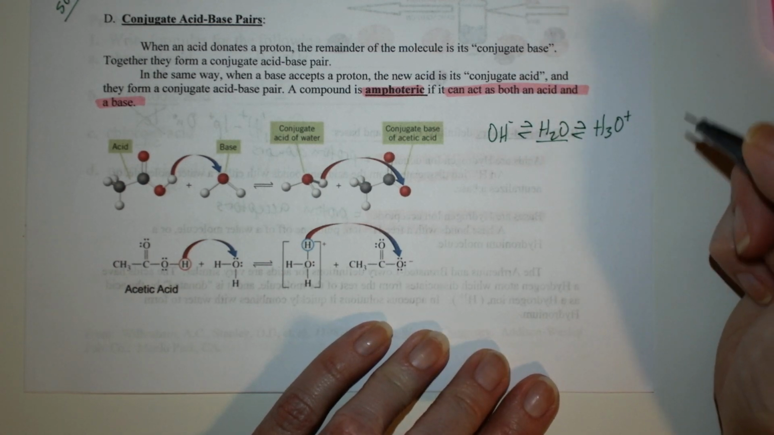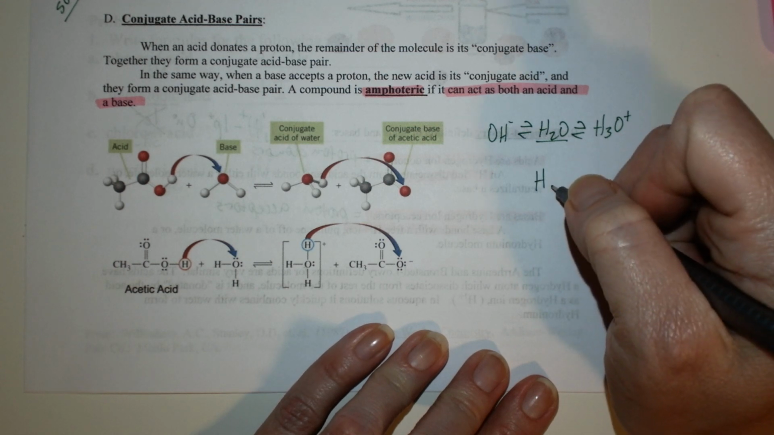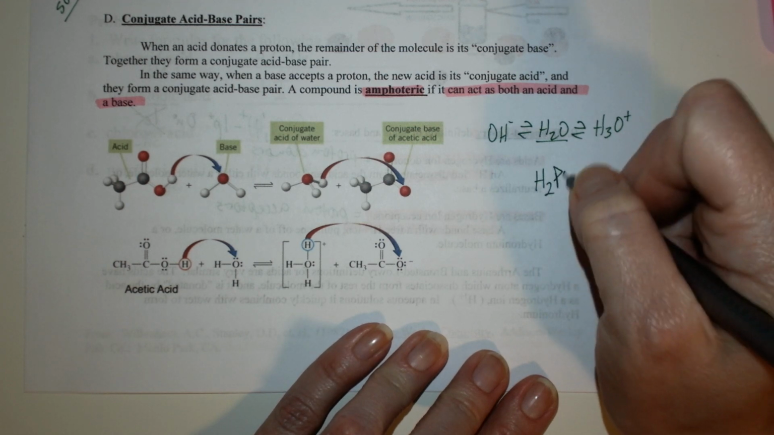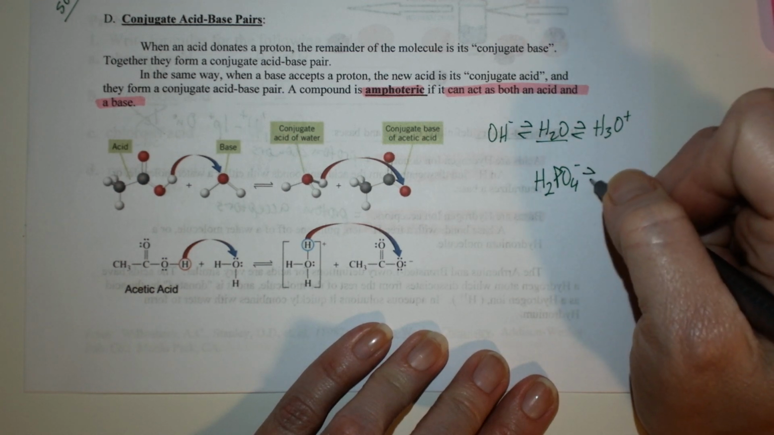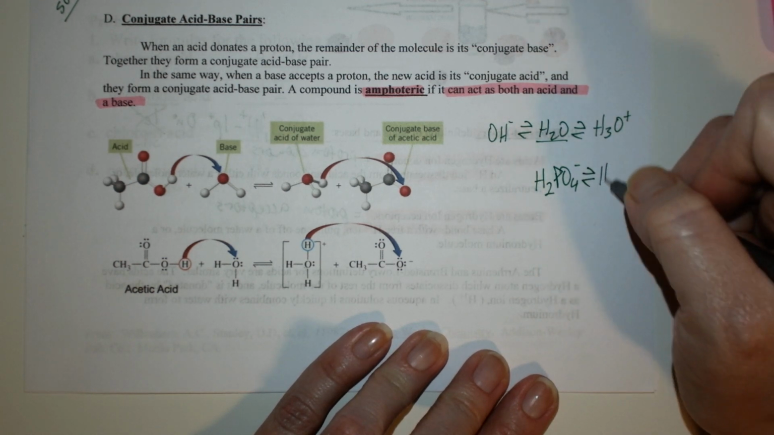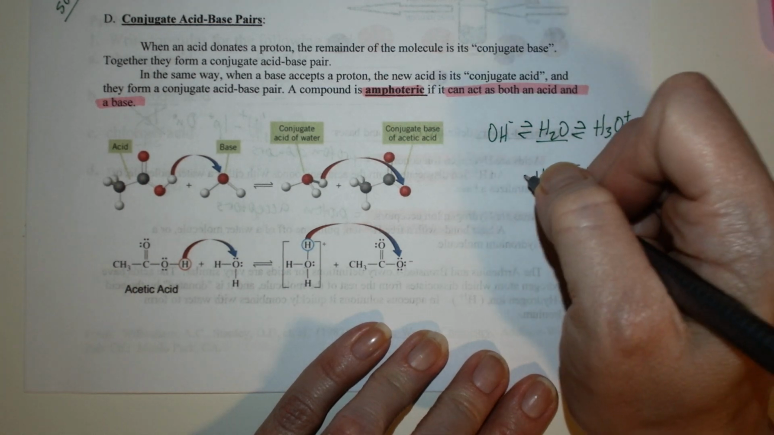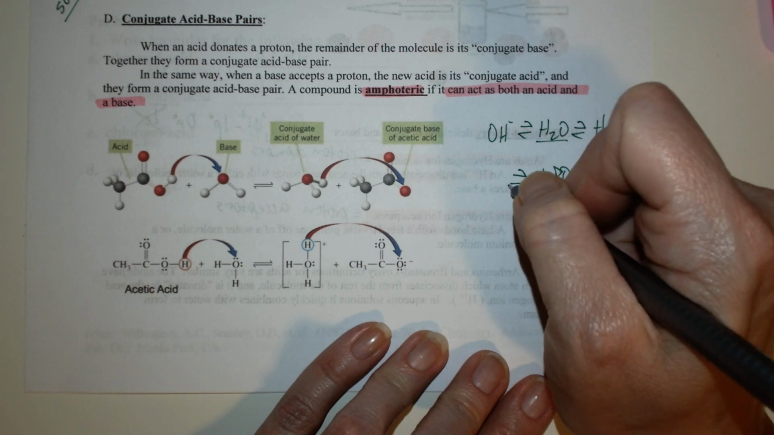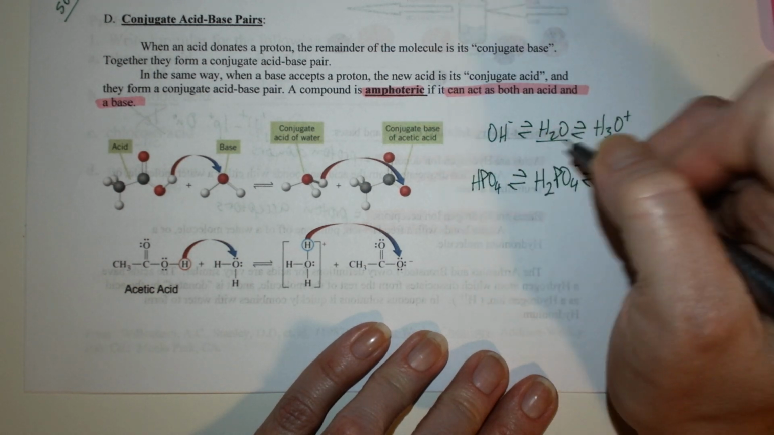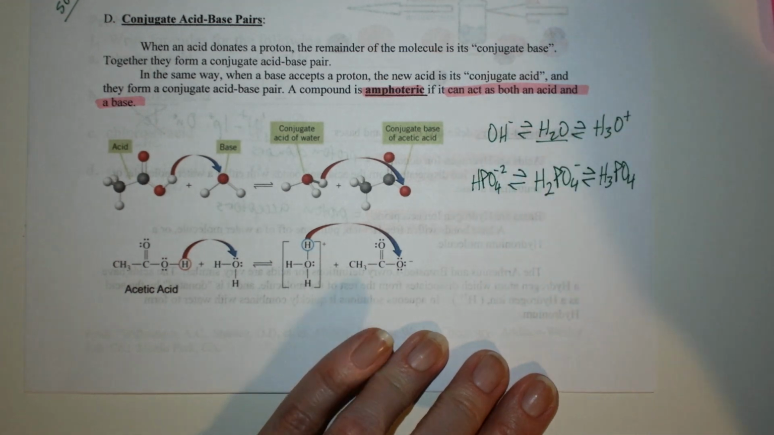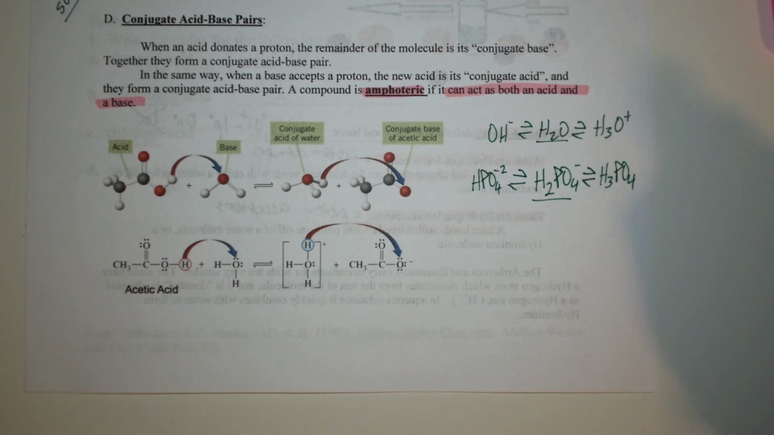Let's say you had H2PO4 -1. This can gain a hydrogen and become phosphoric acid, or it can lose a hydrogen and become HPO4 with a -2 charge. So this would be amphoteric.